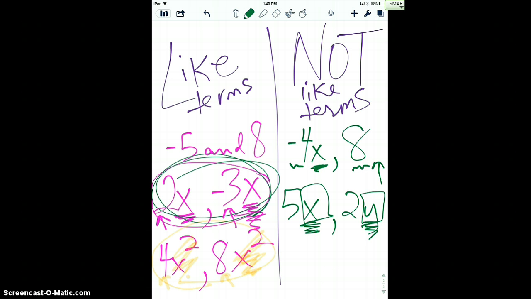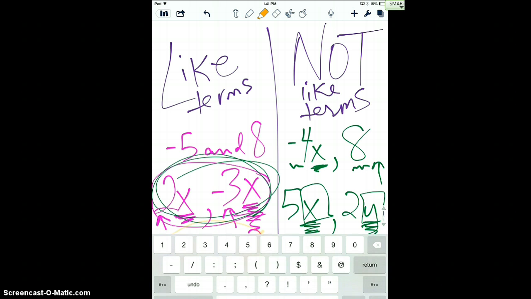Okay? One other one, let's say 8x squared and 2 x's. You might be like, oh yeah, I can put those together. They're both x's. No, they're not. This one's x. That's an x term. This is an x squared term. Totally different. Can't combine those. Okay? So let's look at an example to where we're actually simplifying.